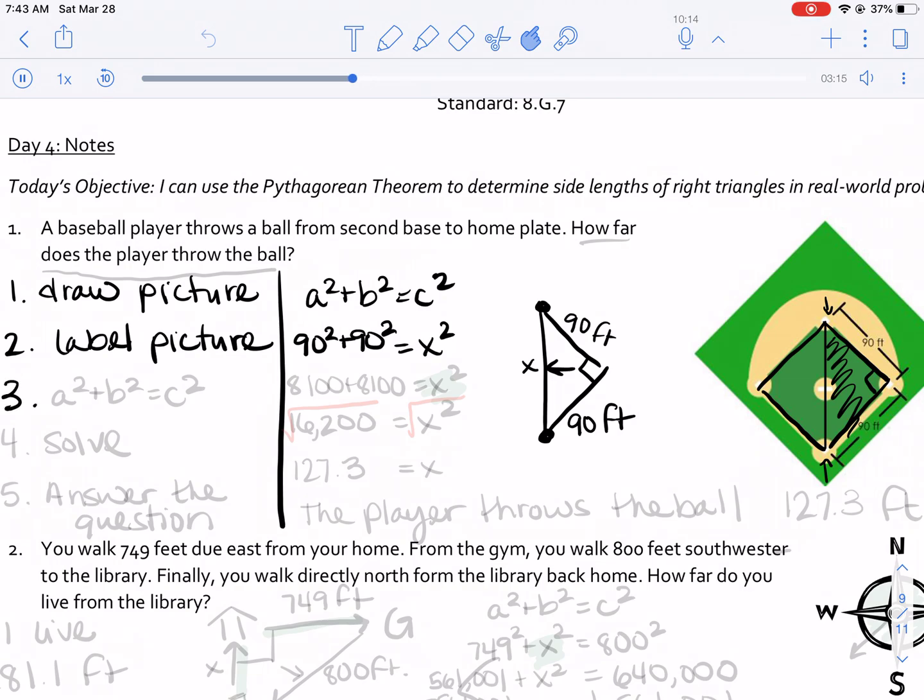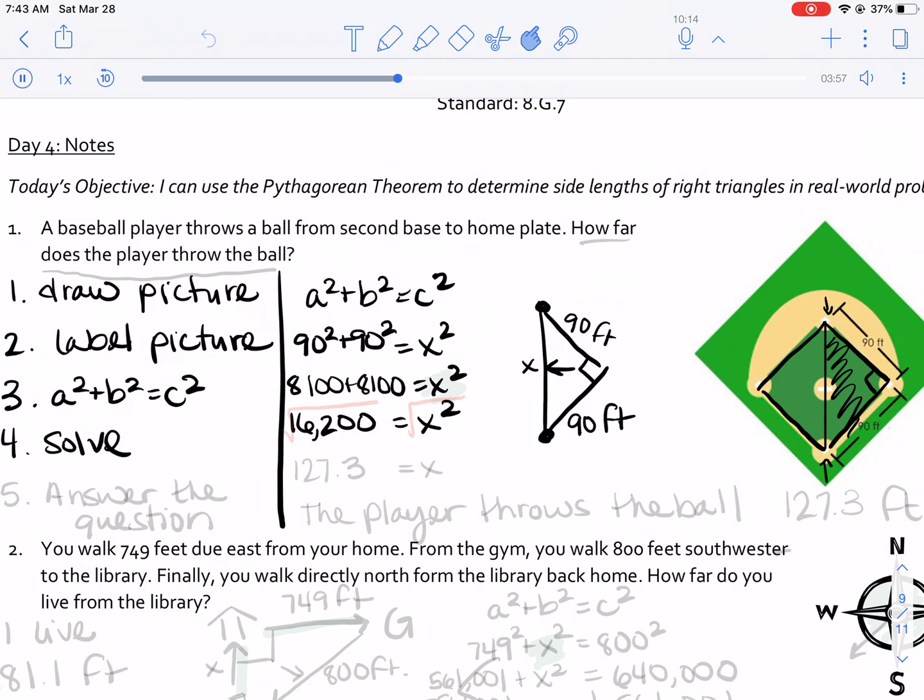So our third step then is to put everything in a squared plus b squared equals c squared. And you need to be careful and make sure that you know which side is the hypotenuse and you've taken good note of that. Then we're going to solve for x. So 90 squared plus 90 squared. 90 squared is 8100, and there are two of them. So two 8100s is 16,200, and we're keeping that x squared.